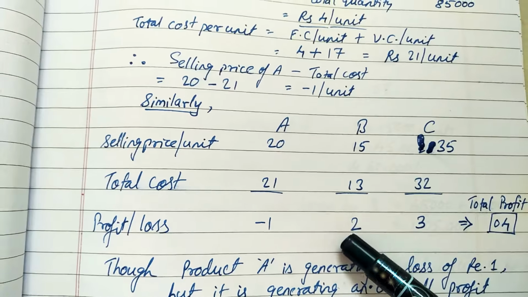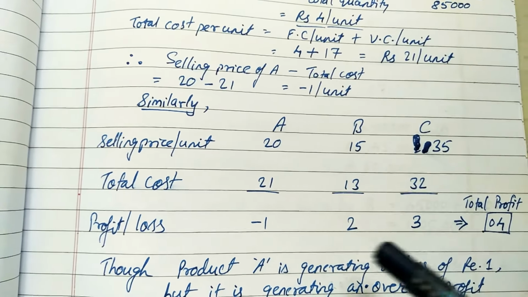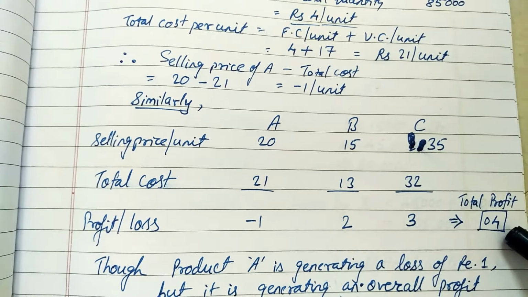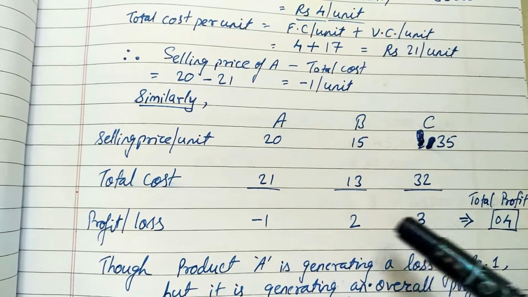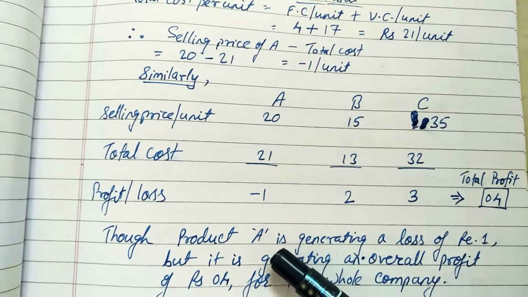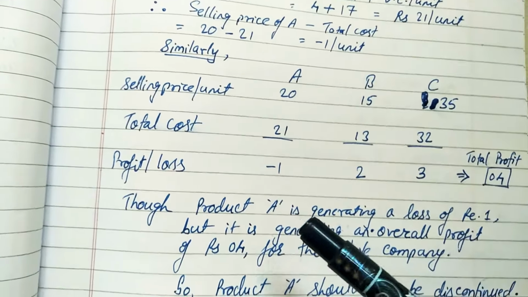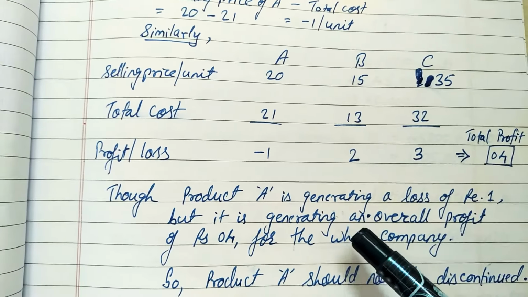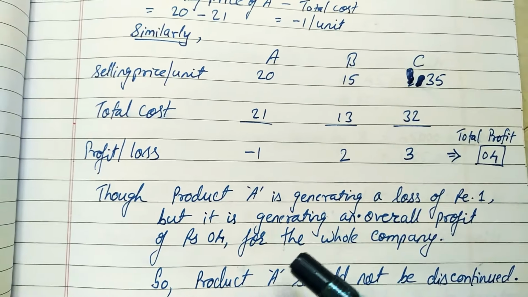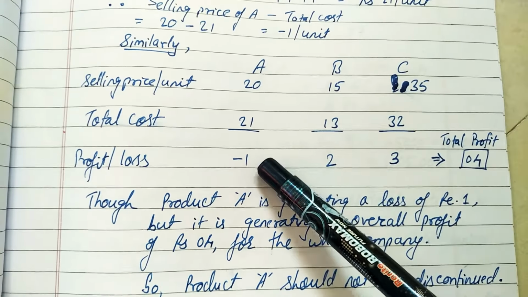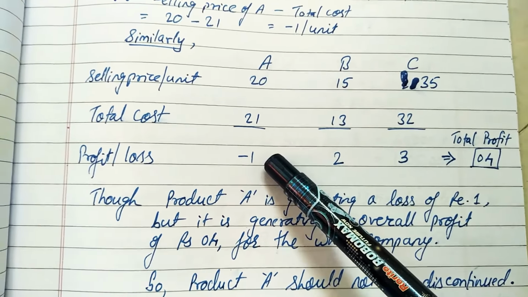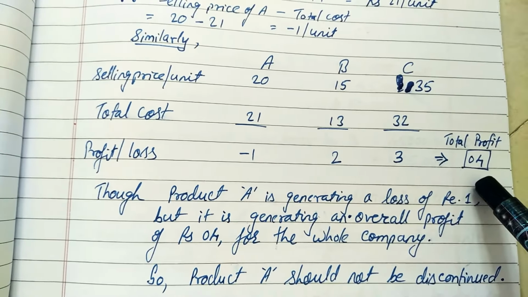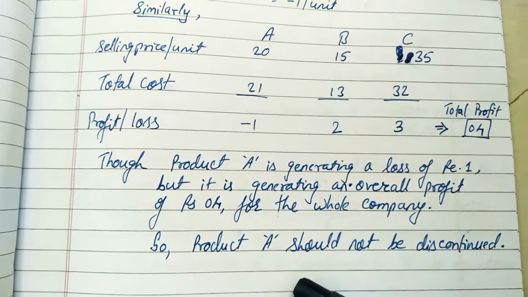So all in all, if we add them up, what we get is the total profit. See, 3 plus 2 is 5, minus 1 is 4. So the total profit over here is 4 rupees for all the products. How do we conclude now? Though product A is generating a loss of 1 rupee, it is generating an overall profit of 4 rupees for the whole company, though here you find it as loss. However, overall, all in all, it is generating a profit of 4 rupees for the whole company.